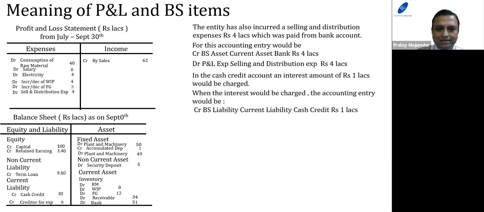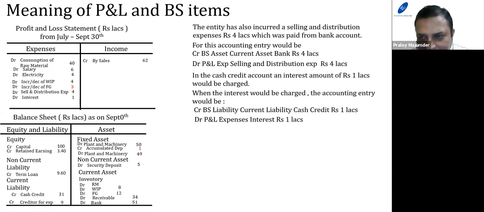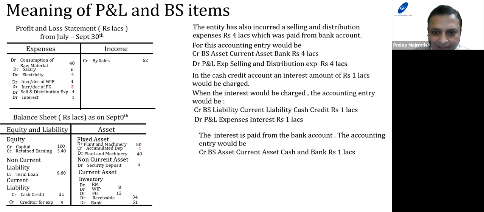If you look at it, so cash credit is 30 previously 31, and P&L expenses interest is 1 lakh. So this is a P&L interest expense 1 lakh. So here interest is charged but not collected. Now when the interest will be collected, that means from bank account it will go. So what will happen? Bank account will go down by 1 lakh.